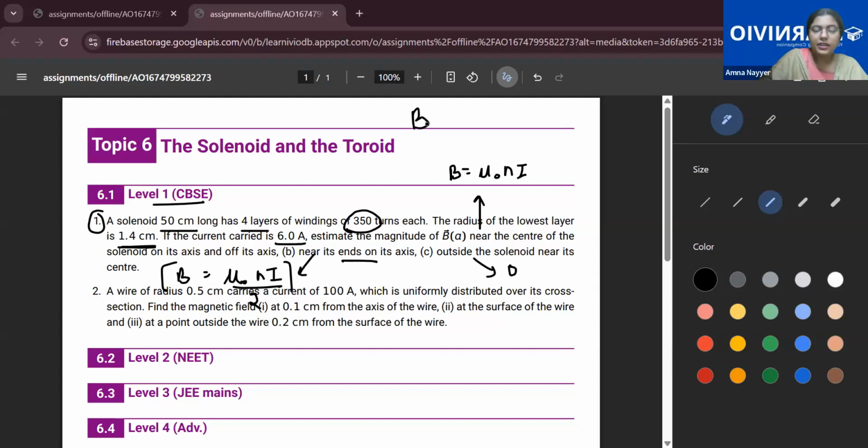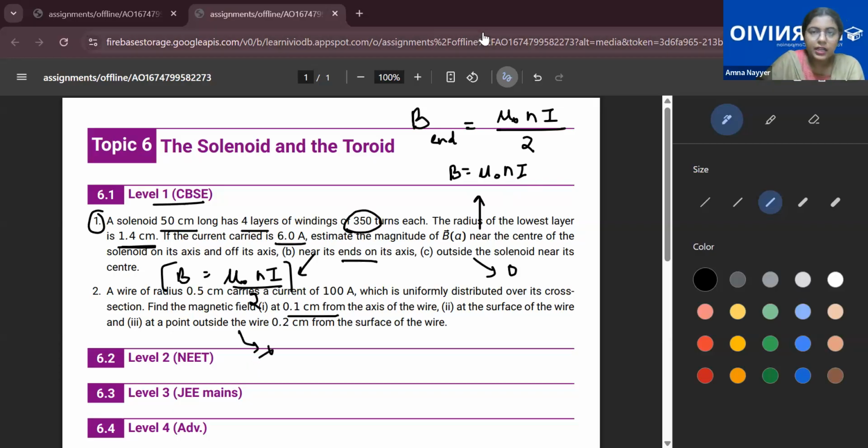So you write it somewhere that the magnetic field at the end of the solenoid will be mu naught Ni divided by 2. Then this is a similar question. Here you have to calculate at 0.1 centimeter from the axis of the wire, at the surface of the wire, and at a point outside. So same thing, here you are going to use this formula. When you're calculating at the surface, it will also have the same formula, but outside it will again become 0.